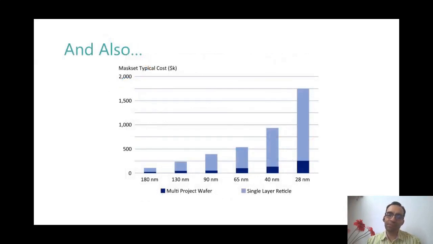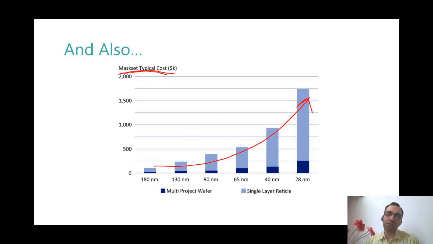So what has happened? The reality is that the cost of masks has increased very steeply as you come to finer geometries. So what does that do? That increases the cost of manufacturing significantly.